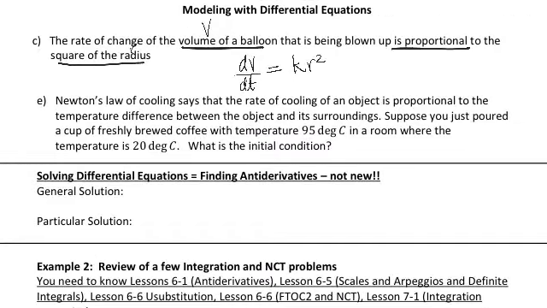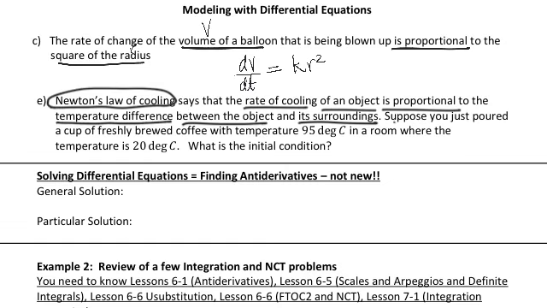Okay, then we have Newton's law of cooling. This is another very famous differential equation. It says that the rate of cooling of an object is proportional to the temperature difference between the object and its surroundings. Suppose you just poured a cup of freshly brewed coffee with a temperature of 95 degrees in a room where the temperature is 20 degrees. What is the initial condition?